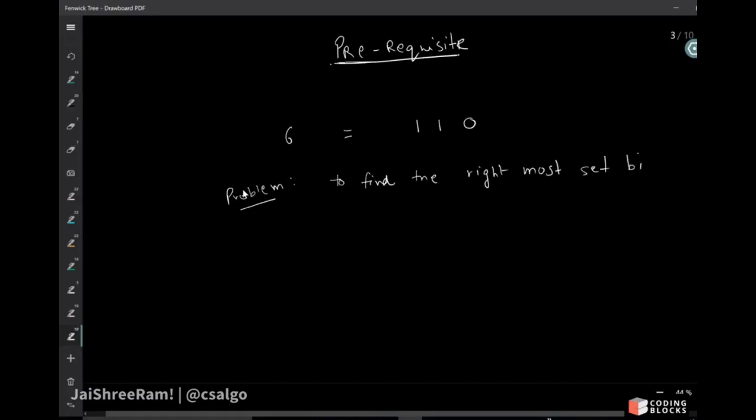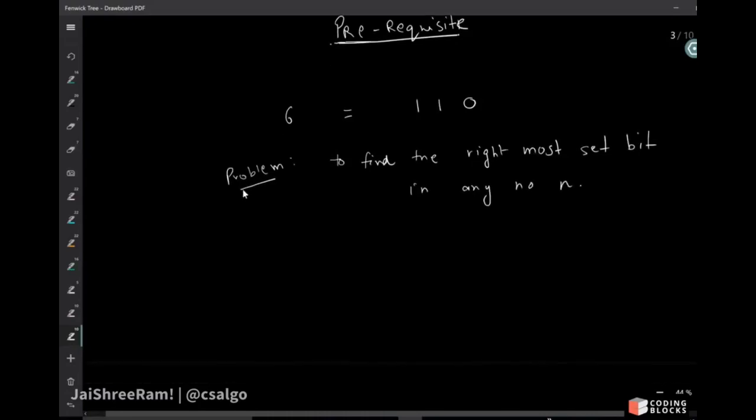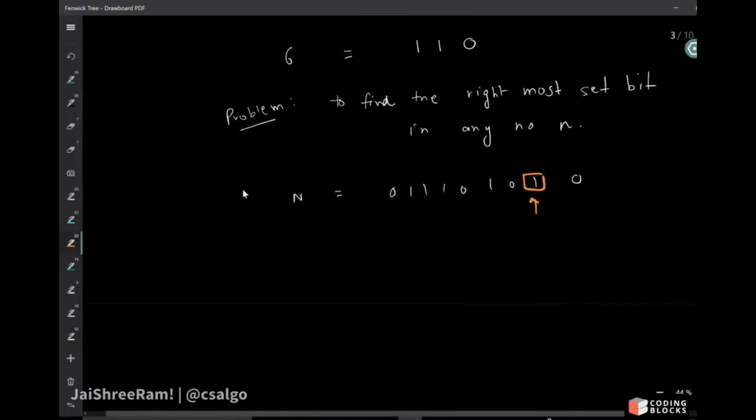Set bit, let's say in any number n. Now if you see, any number will be of this form, there will be some collection of zeros and ones, right? And suppose I want to find out the rightmost set bit, which is this, right? So this number can be represented in this form, right? Let us say this number can be represented like this.